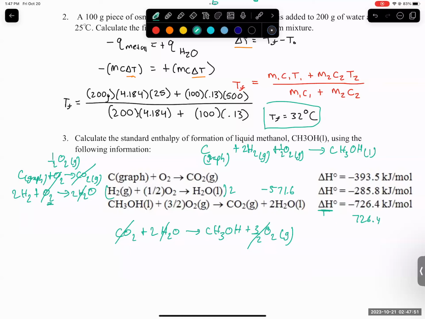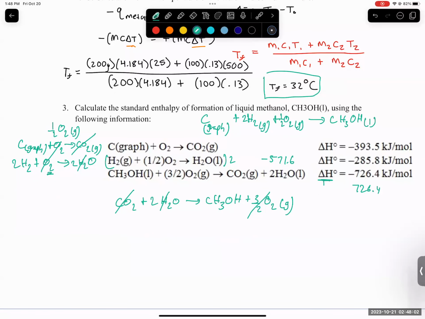All right, now we have all the information, right? Our equation is equal to our goal equation. Now we can just go ahead and add up all these delta H's. So we're gonna do negative 393.5 plus a negative 571.6. So that's really minus 571.6. And then we're gonna add this to 726.4 since we changed the sign. If you do that, you get a final answer with all the delta H's added of negative 238.7 kilojoules per mole.